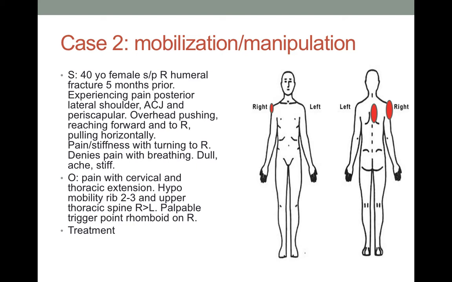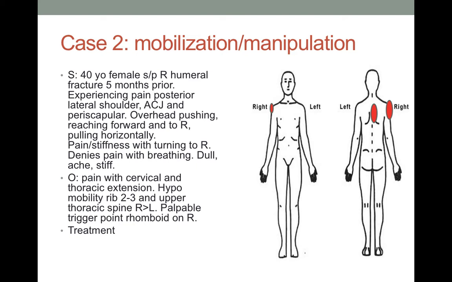The next case to further your understanding. Your patient is a 40-year-old female, status post right humeral fracture, 5 months prior. She complains of posterior lateral shoulder pain, pain over the AC joint, and periscapular pain. This is brought on by overhead pushing, reaching forward and to the right, and pulling horizontally. She has pain and stiffness with rotation to the right. She denies pain with breathing. She describes pain as dull and achy.